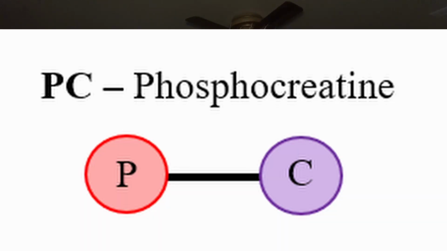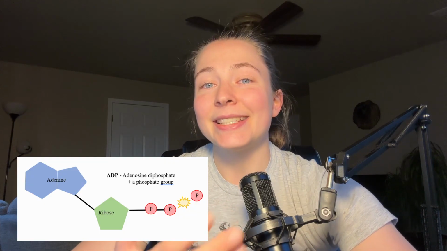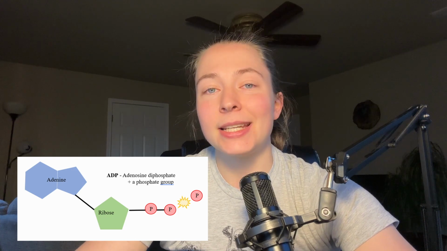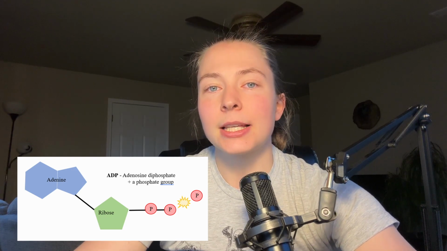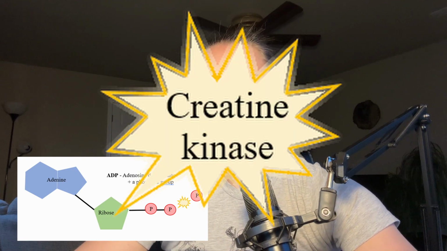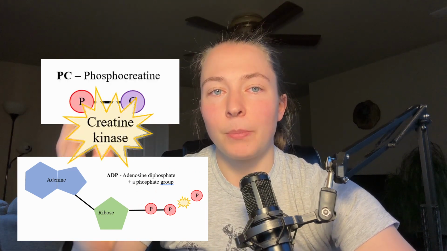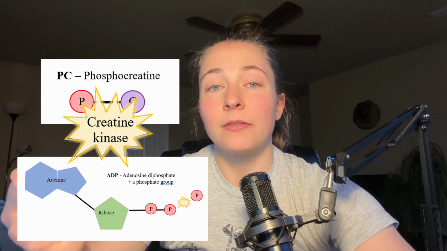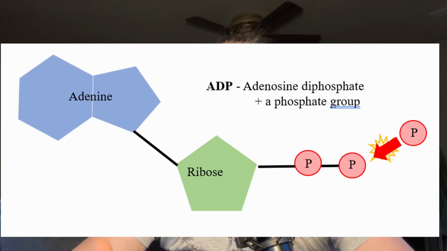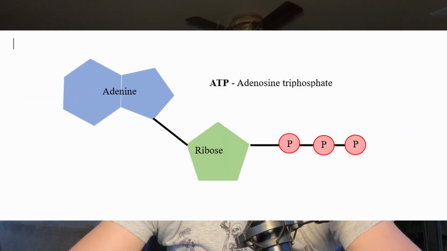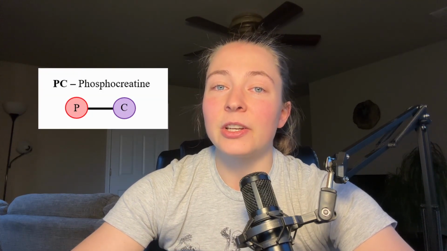What happens is the body stores another small molecule called phosphocreatine. And when there are ADPs floating around in need of another phosphate, an enzyme called creatine kinase comes in, breaks the phosphocreatine apart, and attaches that free phosphate onto the ADP to create a new ATP. The limiting factor of this system is that we can only store phosphocreatine in very small amounts.